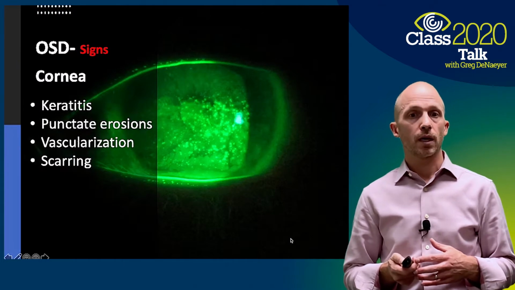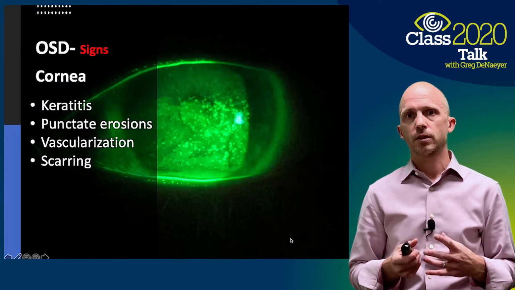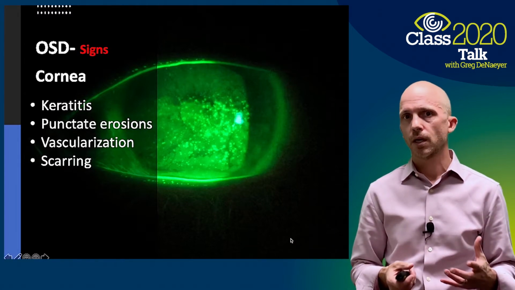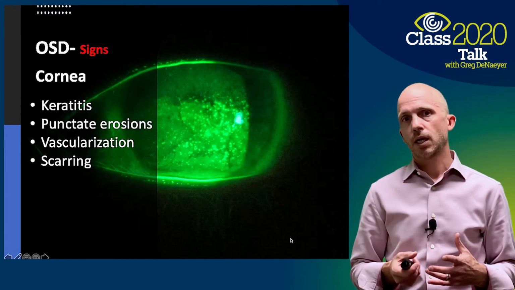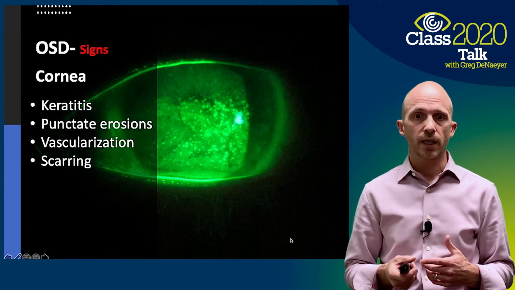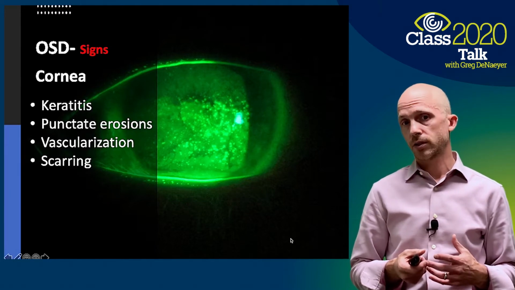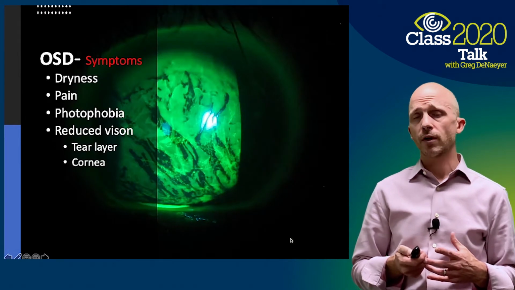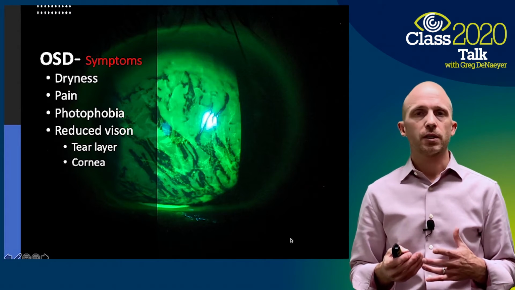What about the cornea? Well, the cornea probably is one of the most important tissues that we're going to deal with because it gives the most symptoms. But if we look at the patient under examination using the microscope, what we're going to see is typically a patient who has keratitis. They can certainly have punctate erosions, vascularization, and all of that, of course, can lead to scarring.